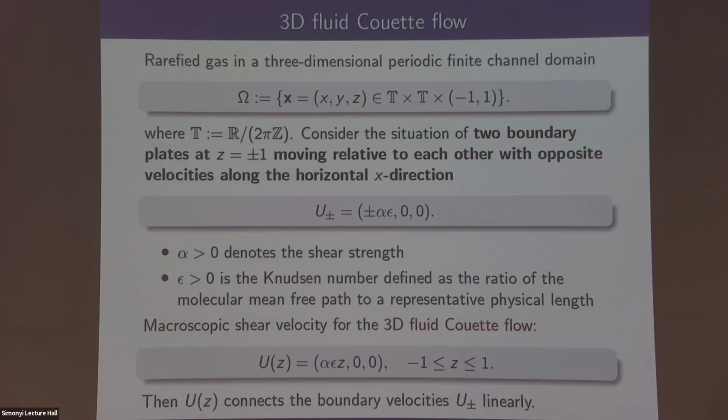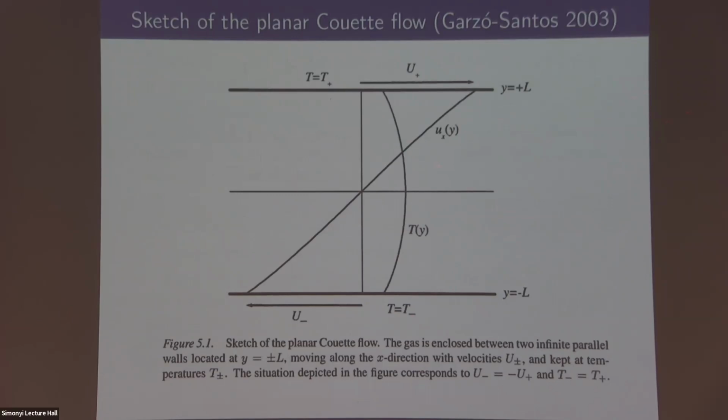So alpha denotes the shear strength, and epsilon is the Knudsen number, defined as the ratio of the molecular mean free path to a physical length scale. And then we characterize the macroscopic shear velocity for the 3D fluid Couette flow as u equals alpha epsilon z, comma 0, 0, for z between -1 and 1. And u connects the boundary velocities u plus and u minus linearly. So in the previous slide, it's this line that's going between the top and the bottom.